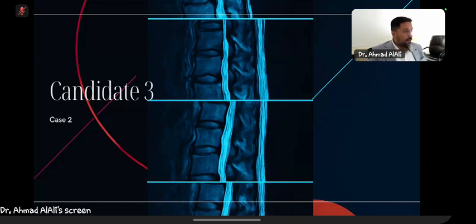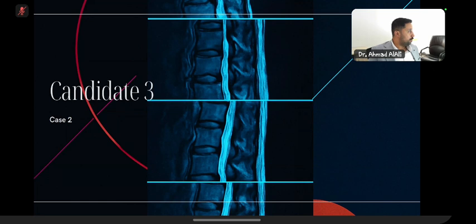Okay, so candidate number 4. I would like also to show you this case. This is a patient who presented with facial spasm. He's a young patient. He presented with facial spasm. Just a second to prepare the images for you.